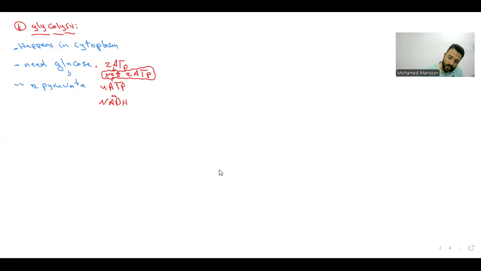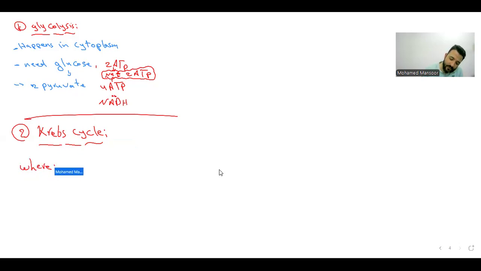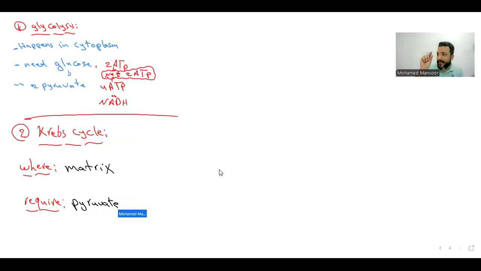Yes. So we will take the 2 pyruvate to the next step called the Krebs cycle. That happens in the matrix. Okay? So we will break what? Pyruvate. We break down the pyruvate. When we break it, we release carbon dioxide.